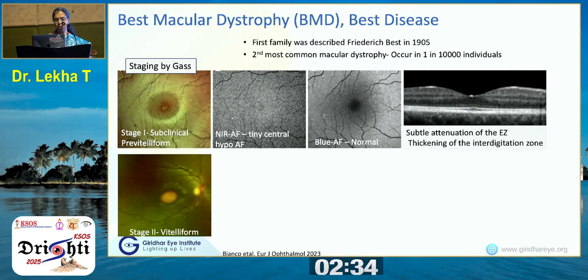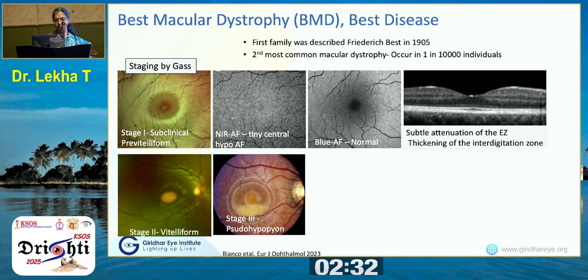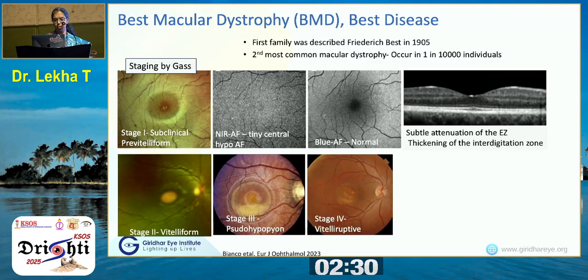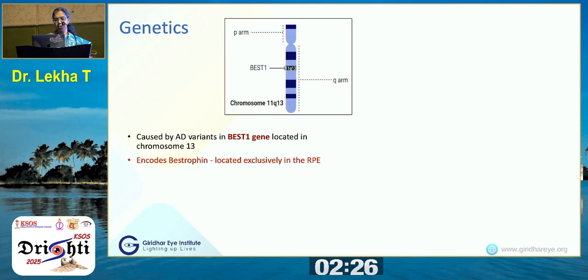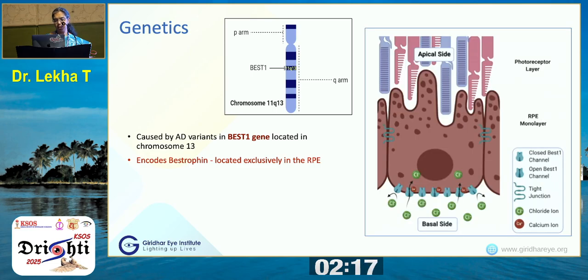But the classical lesion is a typical egg-yolk vitelliform lesion, which can progress to pseudohypopyon, vitelliruptive, or even atrophic lesions. And the causative gene is the BEST1 gene, which is located in chromosome 13. It encodes bestrophin, which is located exclusively in the RPE, and its main function is as a channel protein. This regulates the flow of chloride ions in the basolateral membrane of the RPE.